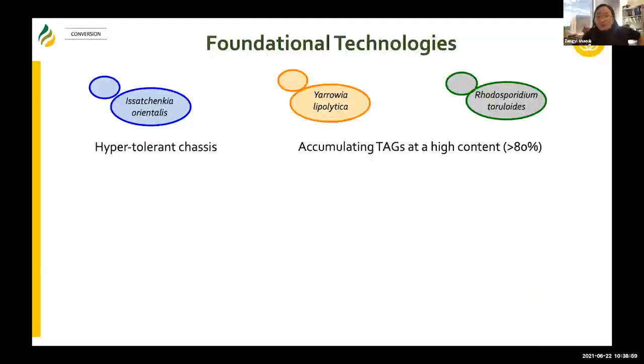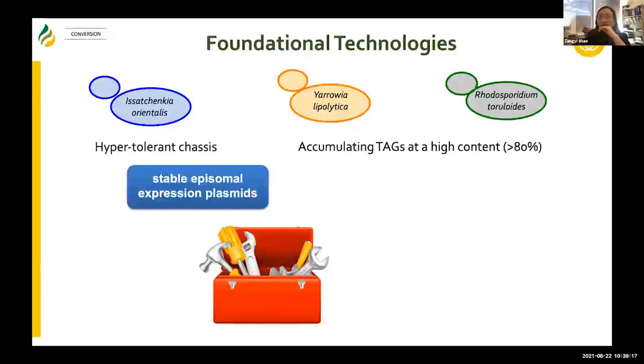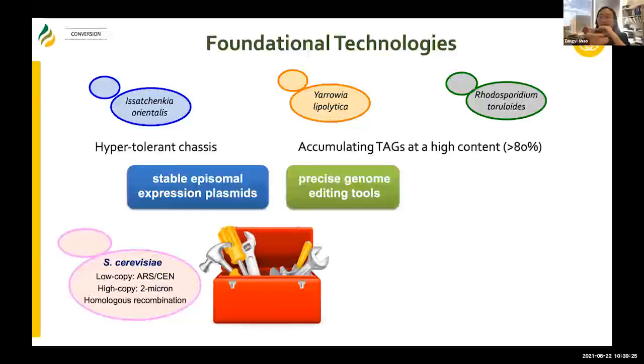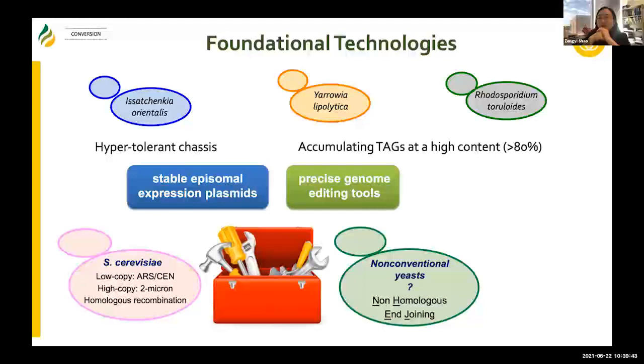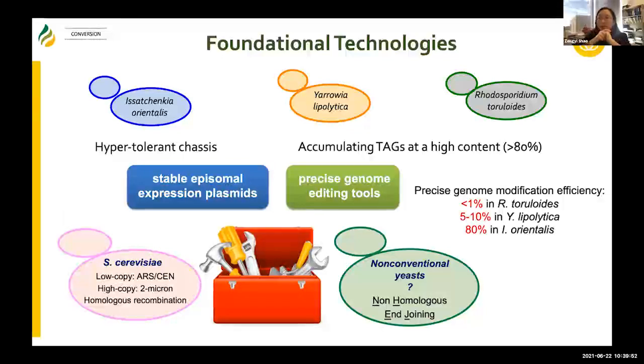However, despite their unique and superior metabolic and physiological capabilities compared to the model yeast Saccharomyces cerevisiae, we are still short of engineering tools, and our understanding of their genetics and biochemistry is limited. So in general, stable episomal expression plasmids and precise genome editing tools are the two foundational technologies for strain engineering. In Saccharomyces cerevisiae, we have ARS centromere-based low-copy plasmids and 2-micron-based high-copy plasmids, and very efficient genome editing technology based on homologous recombination. However, for the majority of non-conventional yeasts, there is usually no stable episomal plasmid available. What is even worse is that many of them use non-homologous end joining instead of homologous recombination for chromosome double-strand break repair, which makes precise genome editing efficiency extremely low in these species.